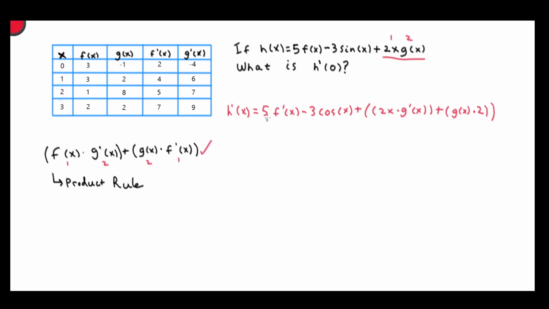So now that we have everything expanded in derivative form, we can start plugging our values in from the table. If you take a look at our table here, we need to find the derivative of h when x is 0. So we have our x values here, x is 0. Now let's go one term at a time. So we have f prime of x. f prime of x when x is equal to 0 is equal to 2 here. So we have 5 times 2.